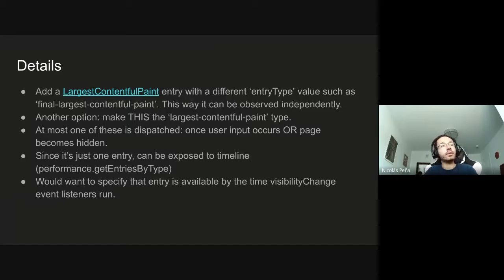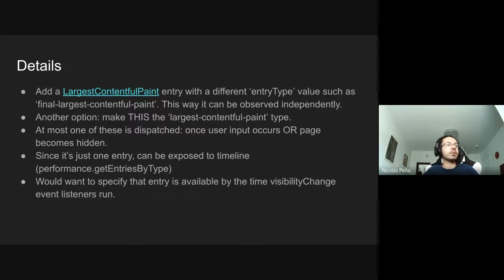For the details of the implementation, we could have the same kind of entry, just with a different entry type so that you can observe it separately. Presumably, most users would just want this final one, since I imagine few people actually care about the whole process of the LCP candidates, whereas most people just want to know what is the actual LCP value for their site.